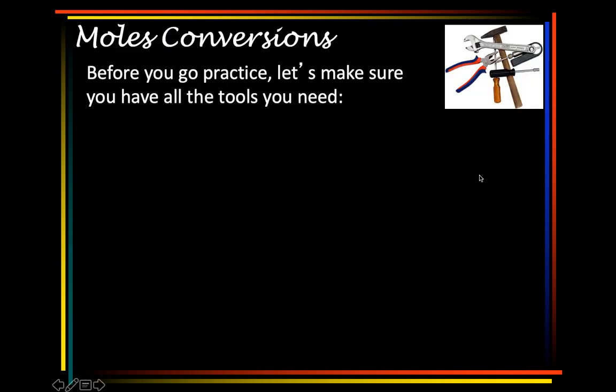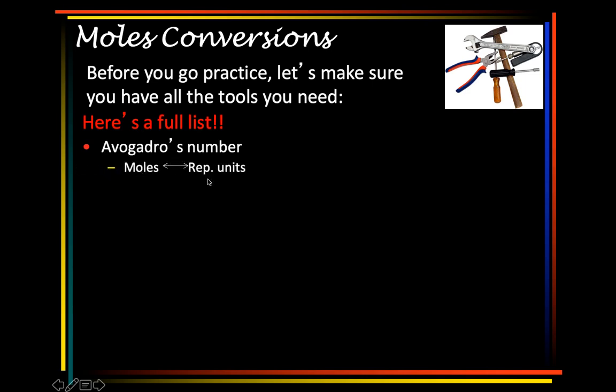All right. Hey, before you leave and go practice, I just want to make sure you have all the tools you need in one spot. So you can just listen and take a screenshot at the end, or you could write this down as we go. Here's the full list of the conversions that you'll be using. Avogadro's number is if you're going back and forth between moles and representative units: 6.02 times 10 to the 23rd representative units equals 1 mole.